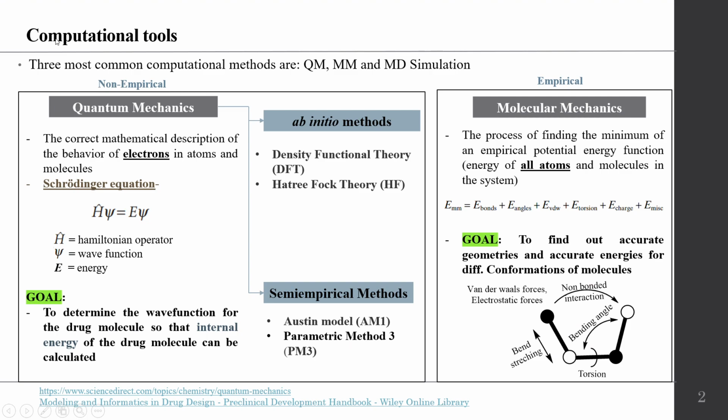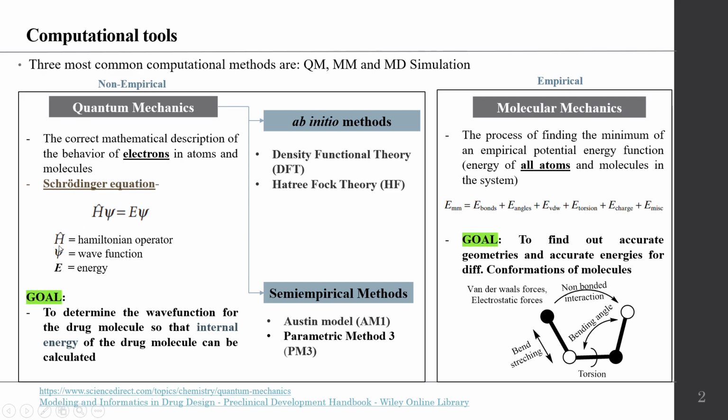Now these are the computational tools, and the three most common computational tools are quantum mechanics, molecular mechanics and molecular dynamic simulations. So there are basically two types: non-empirical and empirical. Non-empirical has the quantum mechanics that deals with quantum chemistry, and the basic principle of quantum mechanics is the correct mathematical description of the behavior of electrons in atoms and molecules. These calculations are solved by the Schrodinger equation.